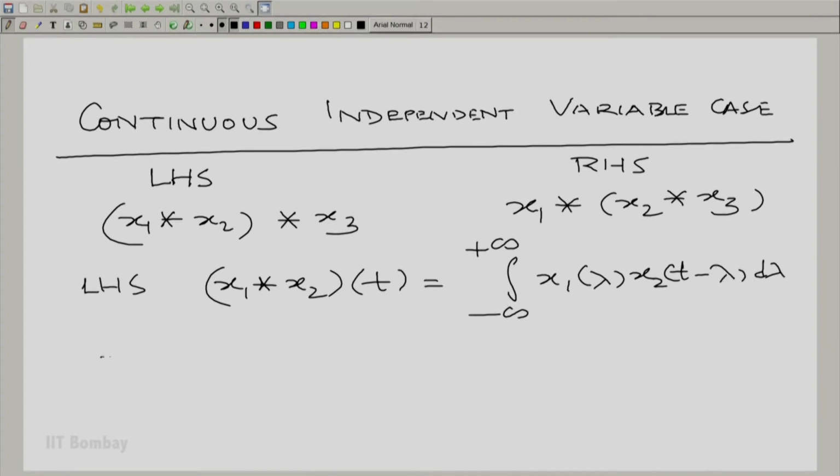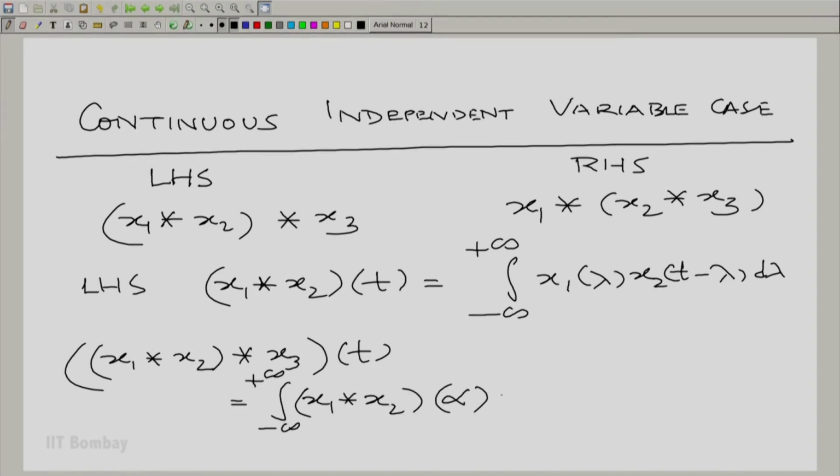And then we have x1 convolved with x2 and then convolved with x3, evaluated at t, being the integral of x1 convolved with x2 evaluated at alpha, multiplied by x3 at t minus alpha, integrated with respect to alpha from minus to plus infinity. And now we need to substitute for this from the previous expression, x1 convolved with x2 at t.